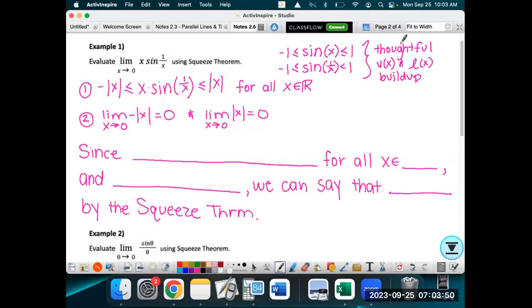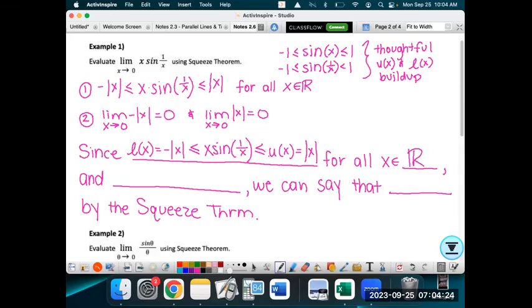Welcome back. Hopefully you have it filled out. So here's what I am going to write in the blanks. If you need to fix things, go for it. Since L of x equals negative absolute value of x is less than or equal to x sine of 1 over x is less than or equal to u of x equals absolute value of x for all x in the real numbers, or whatever interval you said.